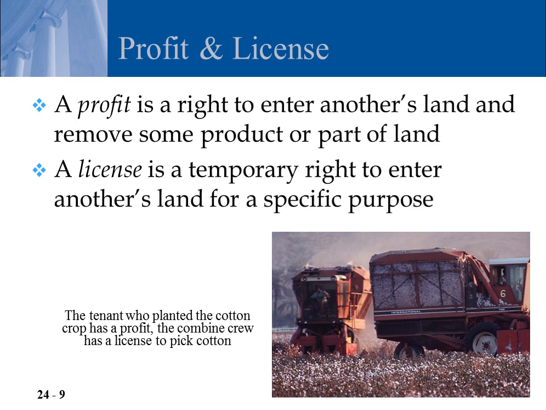Next, we look at profit and license. A profit is the right to enter another's land and remove some product or part of the land. An example of that would be like crops. And a license is a temporary right to enter another's land for a specific purpose. So the tenant who planted the cotton crop has a profit.